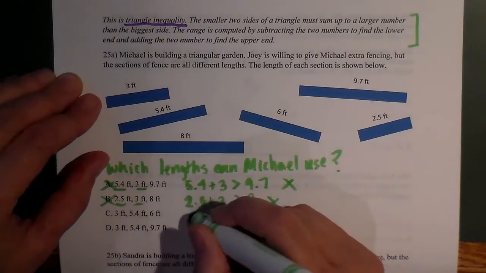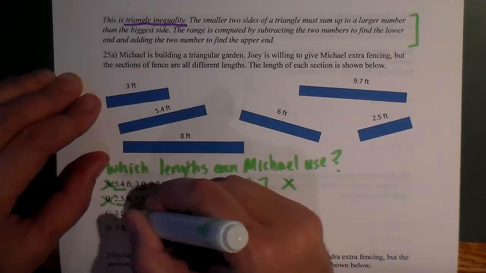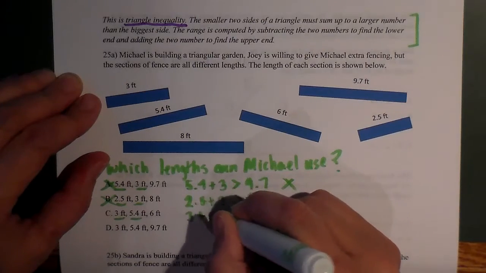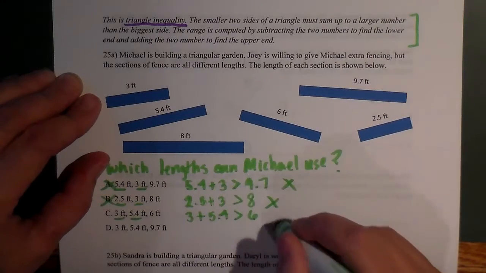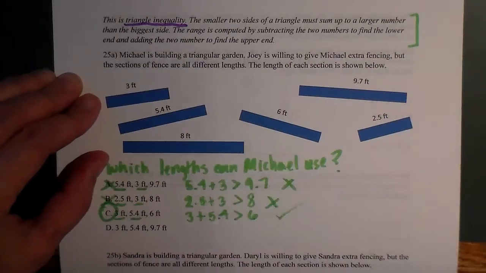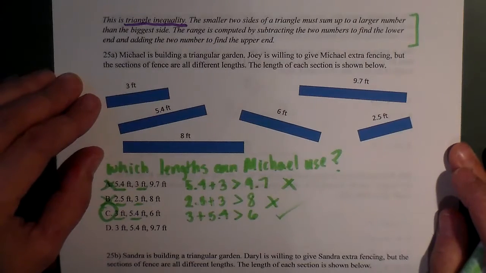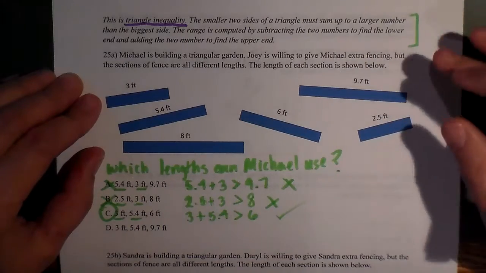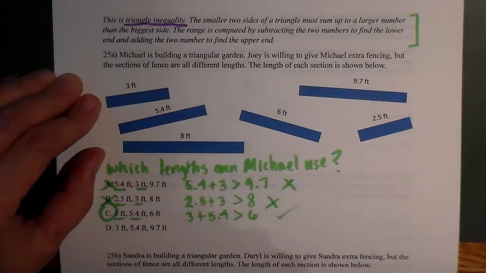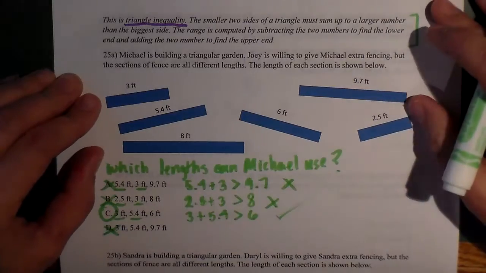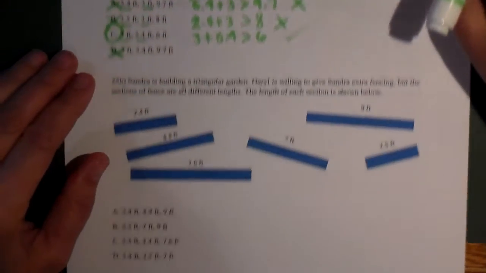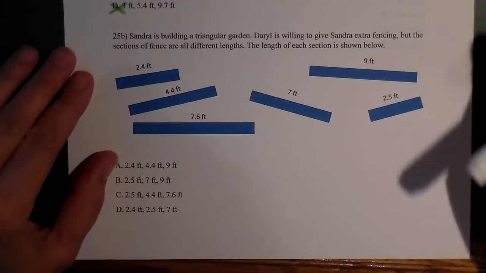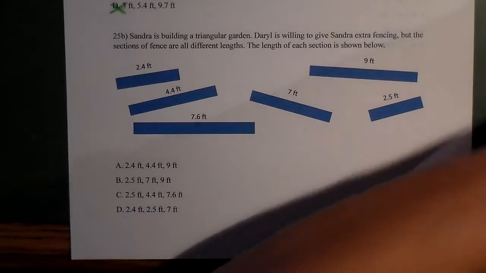So let's look at C. 3 and 5.4 are the baby sides. So is 3 plus 5.4 greater than 6? And the answer is yes. So those are our lengths. So that's the answer that we have for this one. Those are the only three possibilities, and for some reason D is the same as A anyway, so you could toss that one out. But remember, the two smaller sides have to add up to something larger than the bigger side, the third side. So if you look at the next question, you're looking at the same principle here.